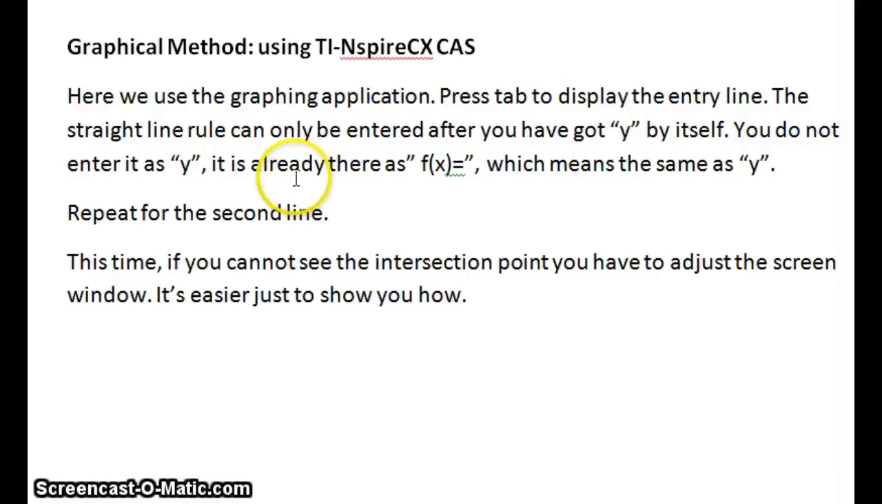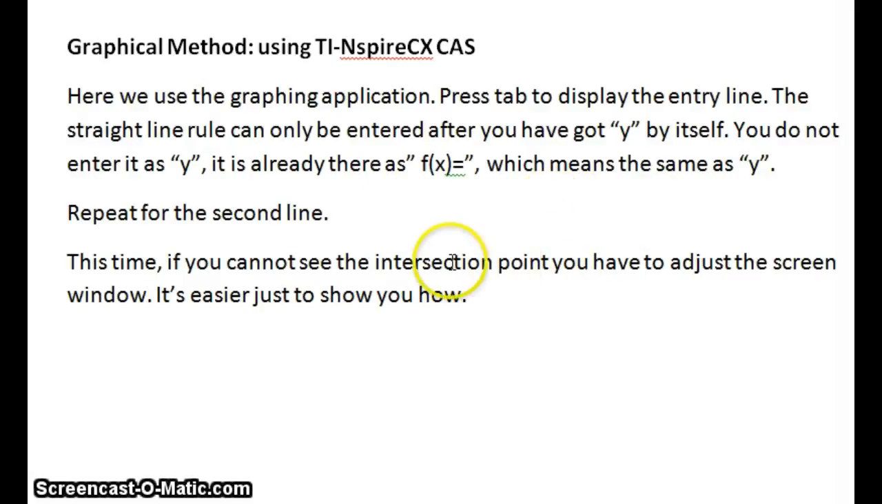If you do not enter it as y, you enter it as f of x equals. There's a little number here. Sometimes it's 1, sometimes it's something else. That's because the calculator can have many graphs entered into it at once, and they all have a different number associated with them. Anyway, it means the same as y, and we put the second line in like this.